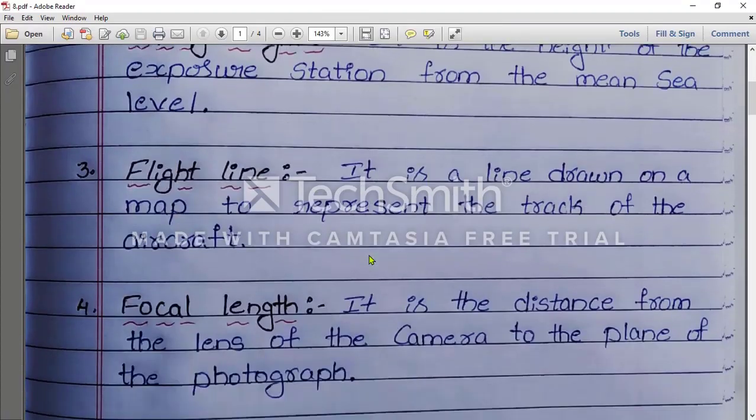And the next one is, what is focal length? This we already discussed. It is the distance from the lens of the camera to the plane of the photograph. From the lens of the camera to the plane of the photograph is called focal length.